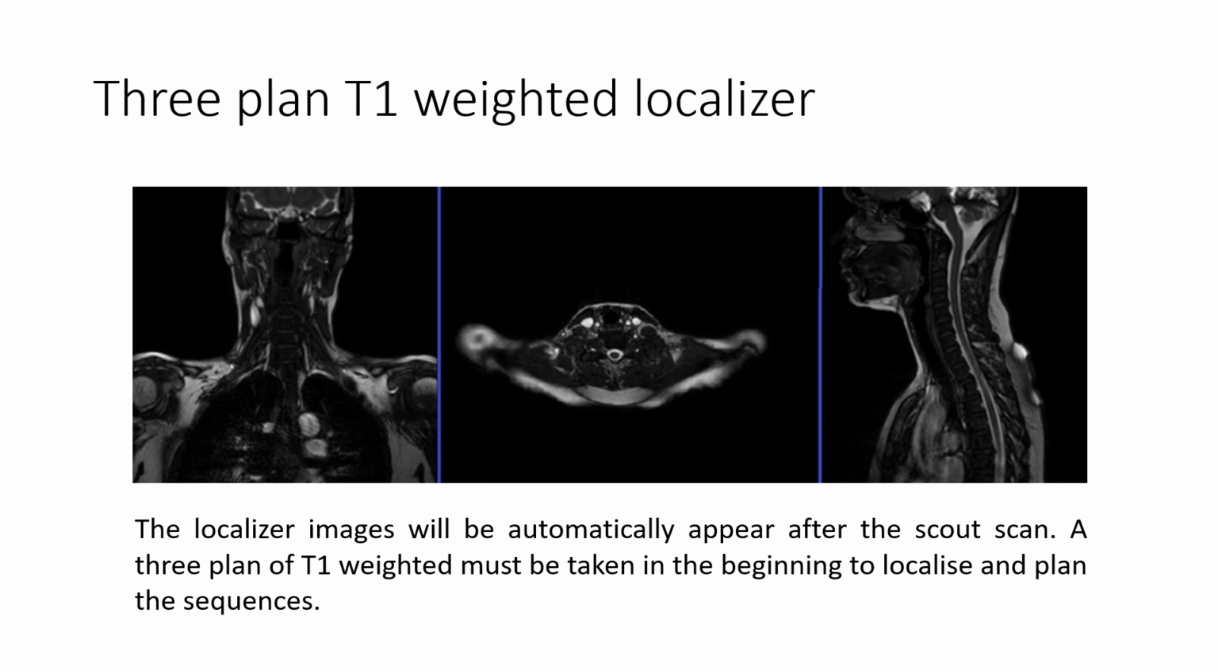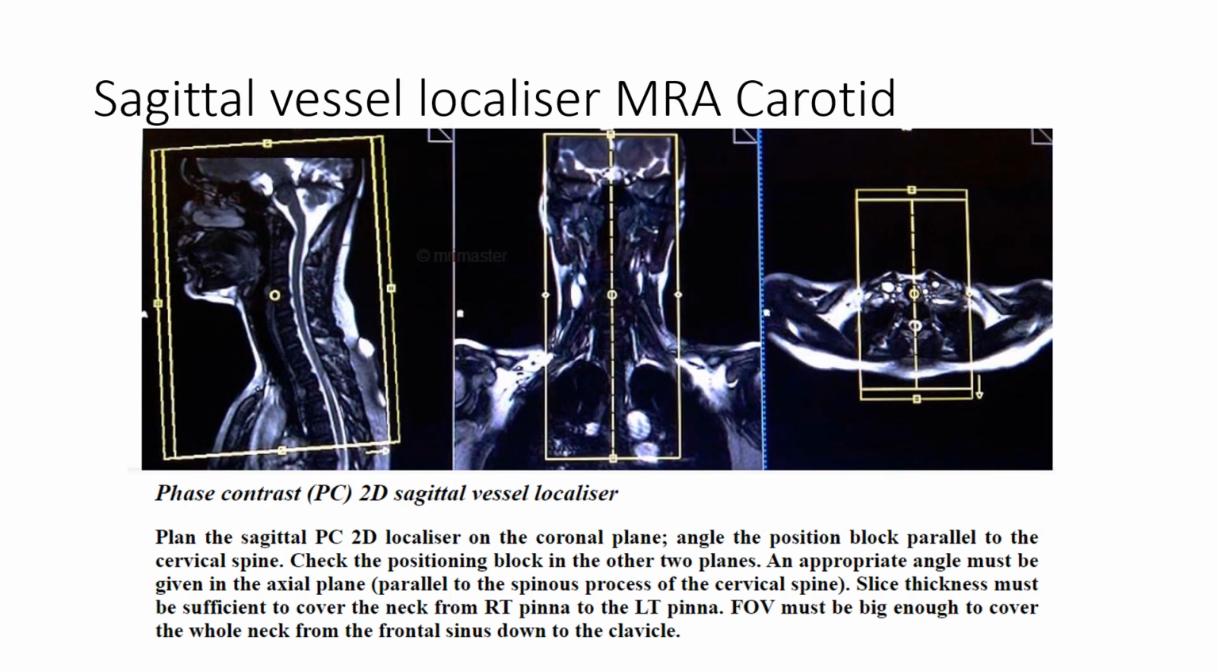This is a 3-plane T1 weighted localizer. After we do the scout scan, the localizer images will automatically appear. A 3-plane T1 weighted must be taken in the beginning to localize and plan the sequences. For MRA carotid scanning, before we perform the 3D MRA carotid, we have to do a sagittal vessel localizer. We call it a phase contrast or PC 2D sagittal vessel localizer.